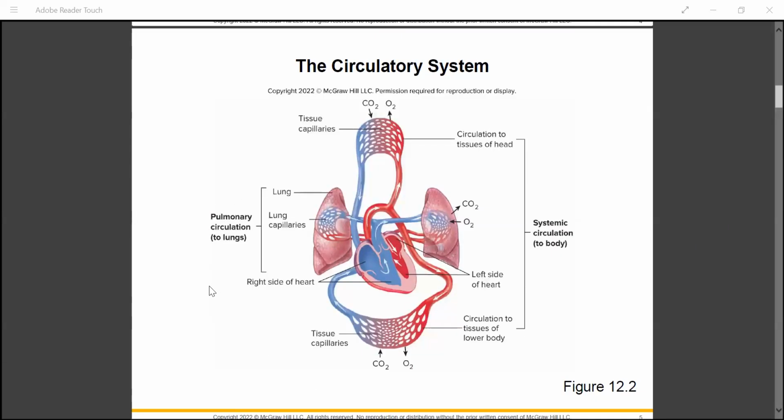So the pulmonary circulation is a part of our systemic circulation. With our pulmonary circulation, we're referring to the deoxygenated blood in the right side getting to the lungs, getting oxygenated, and then going back to the left side. With systemic, we're talking about blood being pumped out by that left ventricle. It's going to travel all the way to our tissues and end up back at the heart.